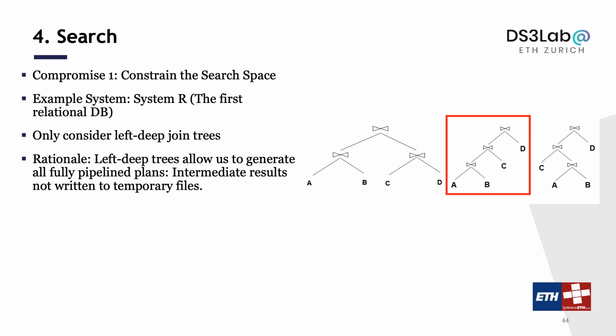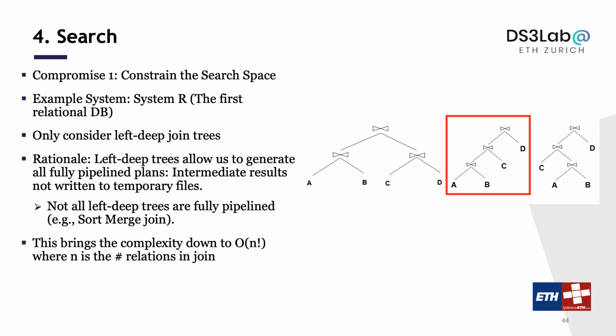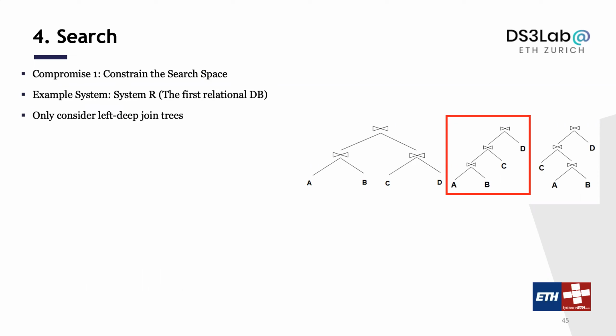The rationale is that a left deep join tree allows you to generate fully pipelined plans, in the sense that I do not need to keep the intermediate result of my intermediate join operators. I can just fully pipeline the whole thing. So that's the rationale. This brings the complexity down, which is still exponential, but much, much faster than exploring the whole search space.